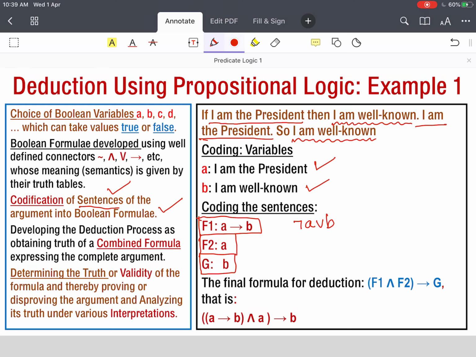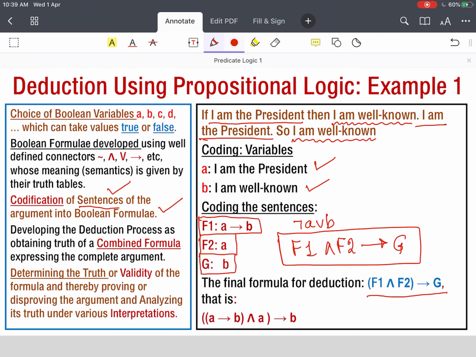I have now done the codification of the sentences. Now I need to find a combined formula. What does the combined formula say? That the first sentence F1 and F2 derive or infer the goal G. That means F1 and F2 implies G. Therefore, the formula for deduction is F1 and F2 implies G. In our case, it becomes A implies B, which is F1, and A, which is F2, implies B, which is the goal. And what do we have to prove? That this formula is true.